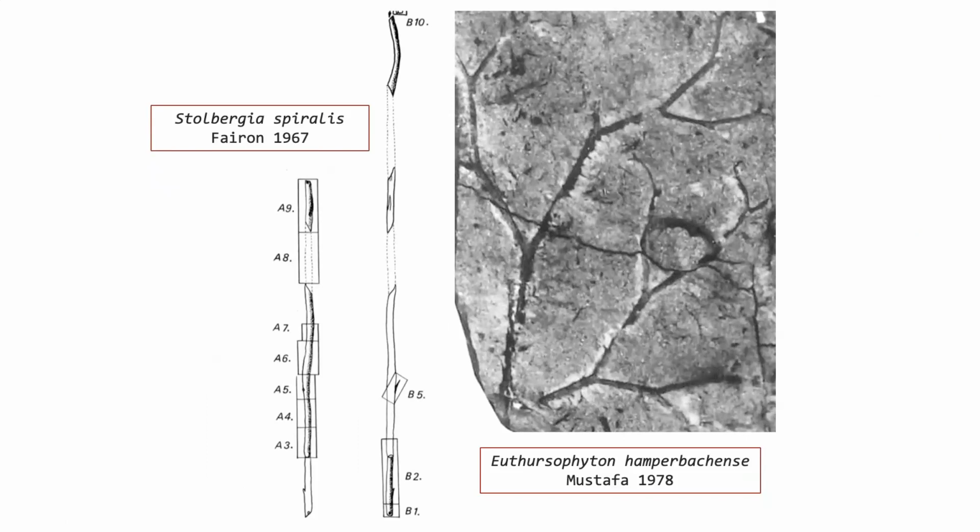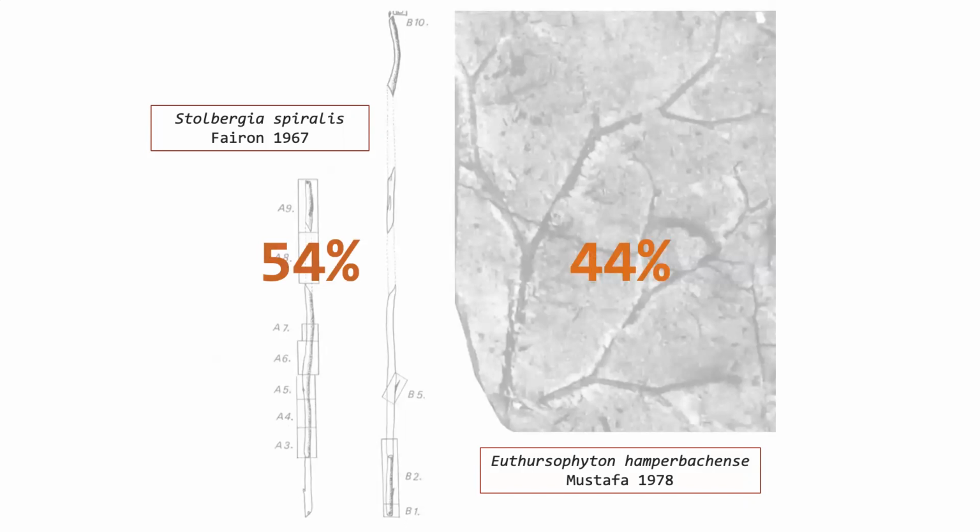Because those analyses, the strict consensus trees that included all strict parsimony trees and all of our in-group taxa, lacked resolution, we experimented with removing taxa that had high amounts of missing data, which is common in fossil data sets. These taxa are Stolbergia, which has 54% missing data, and Euthyrsophyton, which had 44% missing data.